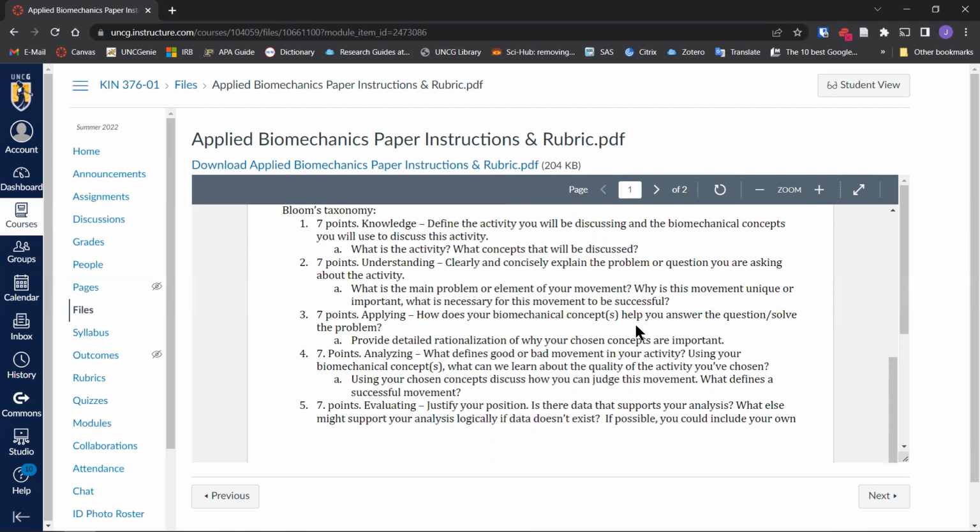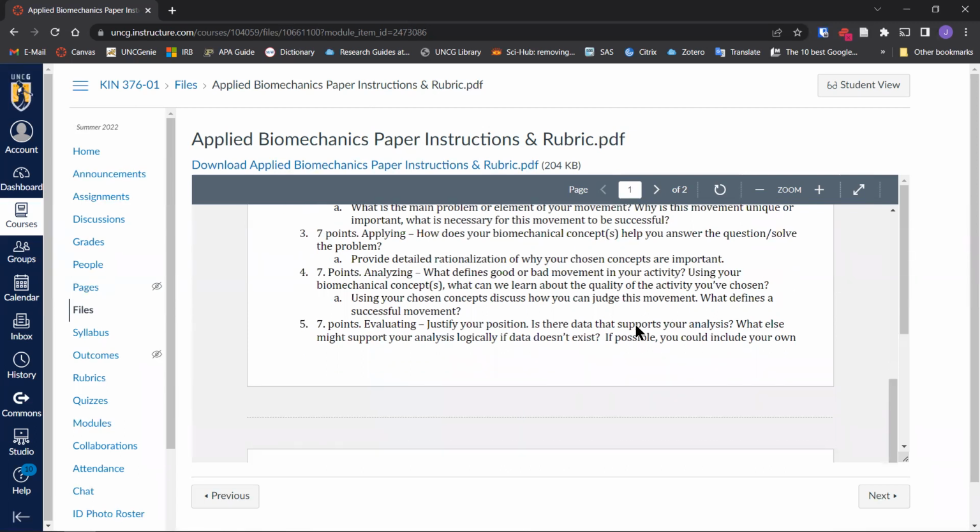Then you're going to give me an analysis. What defines a good or bad movement in your activity using those concepts? And then use your chosen concepts to discuss how you can judge this movement and what defines a successful movement.